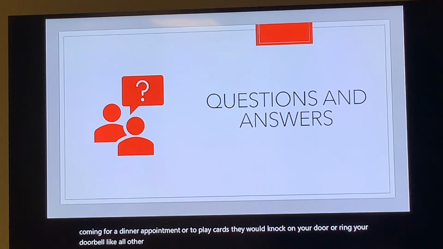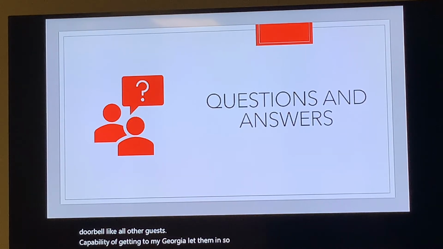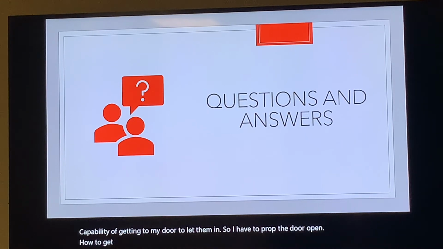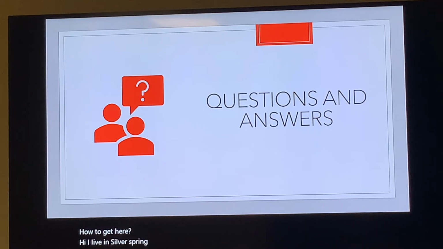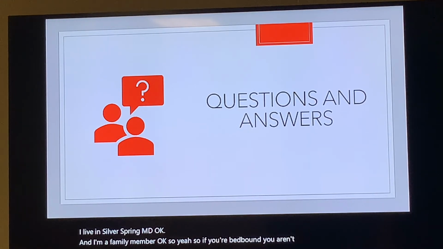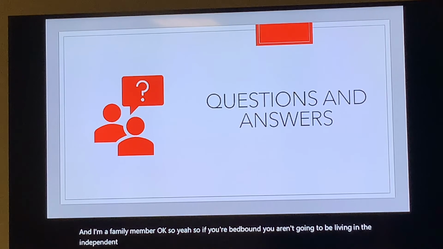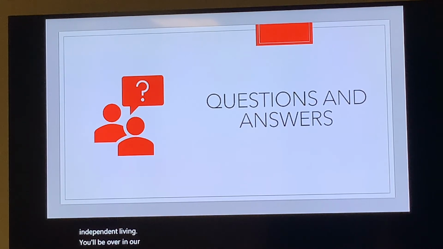And if I don't have the capability of getting to my door to let them in, so I have to prop the door open? Yeah, how'd you get here? I live in Silver Spring, Maryland. Okay. And I'm a family member. Oh, okay. So, yeah, if you're bedbound, you aren't going to be living in the independent living. You'll be over in our assisted living or skilled nursing. I'll talk to you individually.